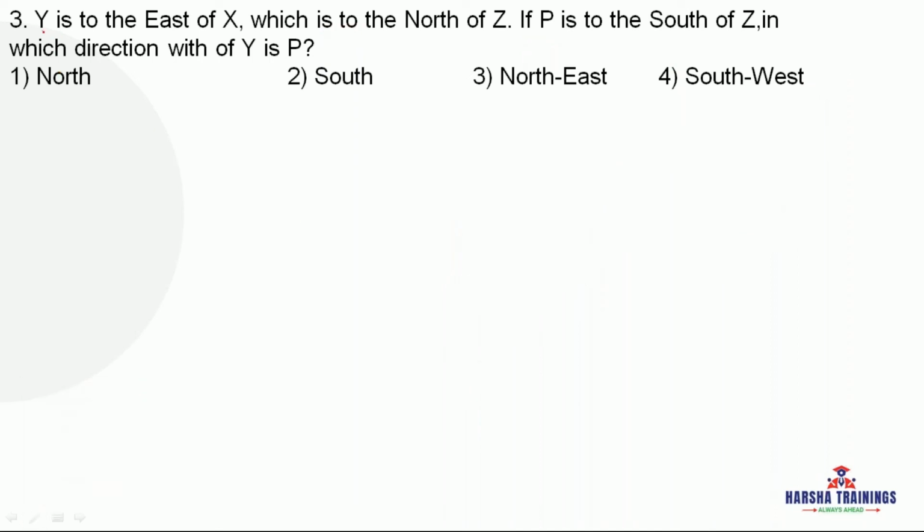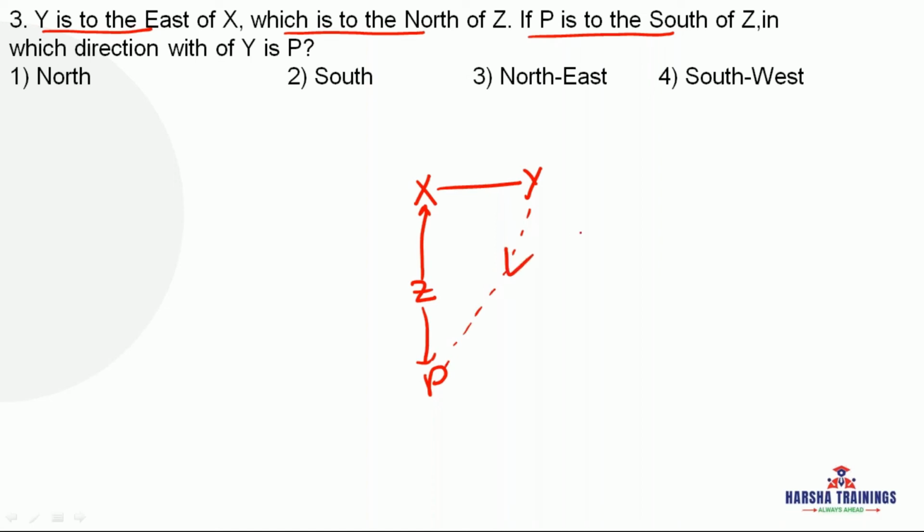Okay. So Y is to the east of X. On the east side of X there should be Y. So this is the diagram, right? And next, X is to the north of Z, so Z should be on the south side of X. Taking Z here, X is on the north side. Next, if P is to the south of Z, then P should be on the south side of Z. Then we have to check in which direction P is from Y.